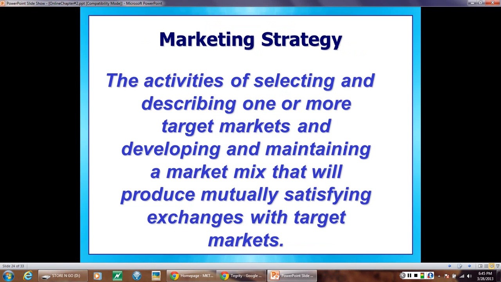Okay, here's your marketing strategy. This is a definition of what we can do now in that marketing functional area. The activities of selecting and describing one or more target markets and developing and maintaining a market mix that will produce mutually satisfying exchanges with target markets. This is not something that's long when you actually write the statement, but it takes a long time to figure out just what exactly it is.